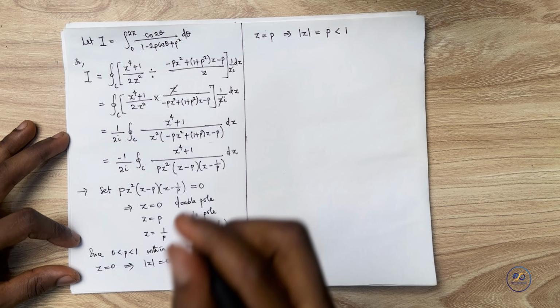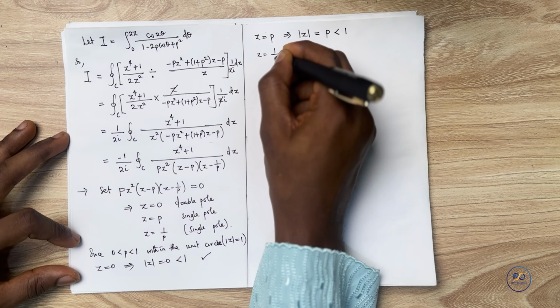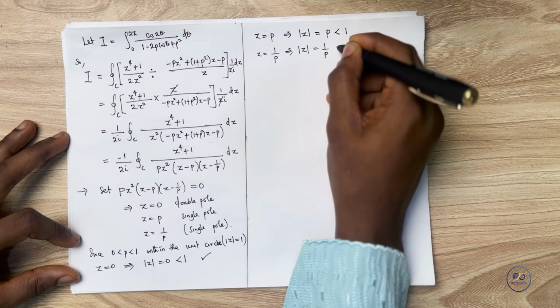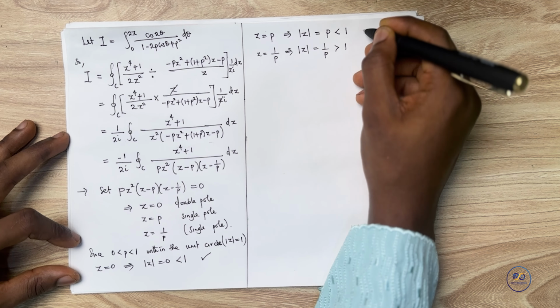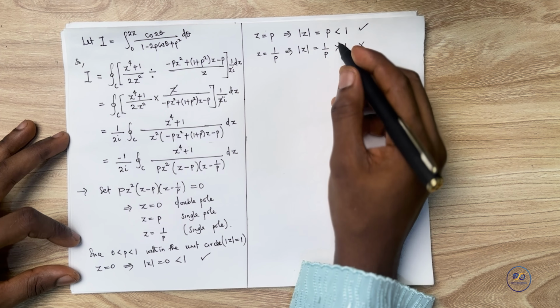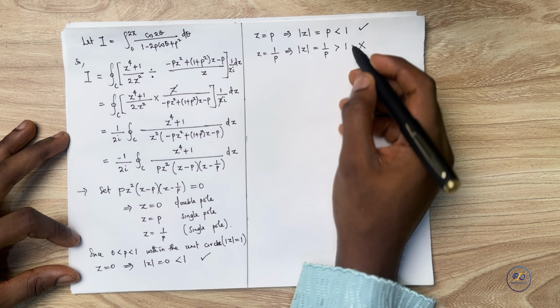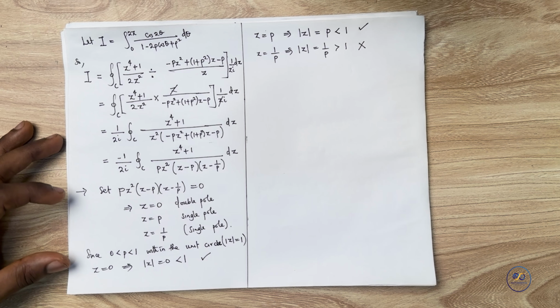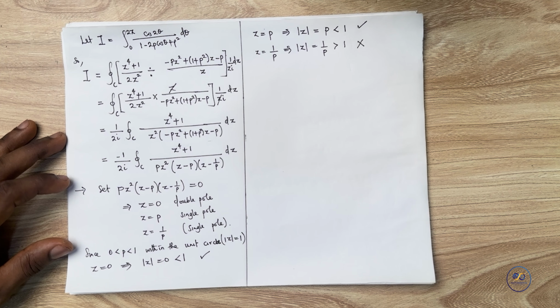However, when we take z equal to 1 over p, then the absolute value of z would be 1 over p, and this would be greater than 1. So this is out of the region. Because if we say p is less than 1, then 1 over p would mean the reciprocal, so the sign would change to become greater than. So if p is less than 1, then 1 over p would be greater than 1. So it means that this last pole will not form part of our calculation of the integral via the residue, right? So now we have this representation present.